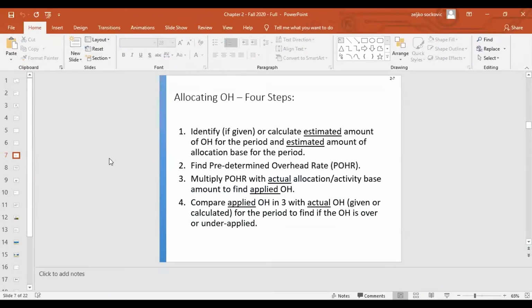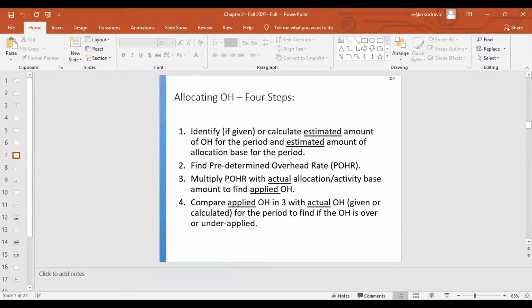This is the bridge between our estimates, our estimated amount of overhead and estimated allocation base, and what actually happens, right? And what actually happens in terms of overhead amounts, we're just keeping track of it. So now I hope you understand a little bit better how the applied overhead connects to the actual product and why we're doing it the way we are doing it. We're keeping track on both sides, actual and applied, and we will compare them at the very end. But so far we are good in terms of sending cost to the product.